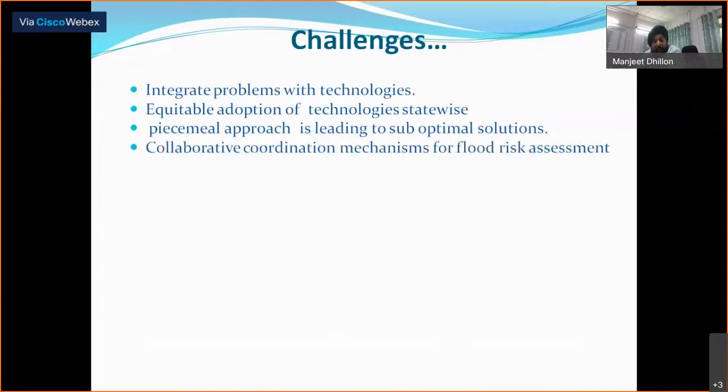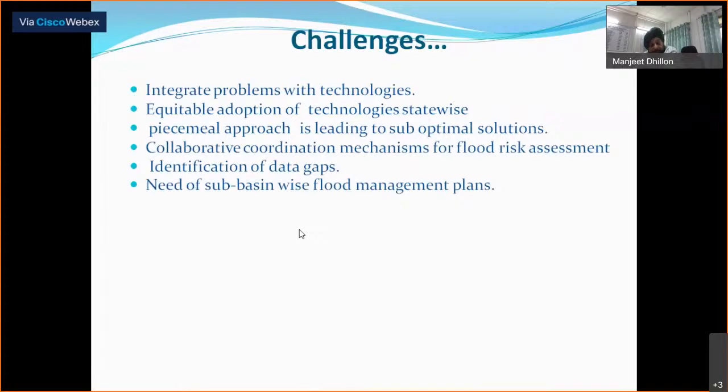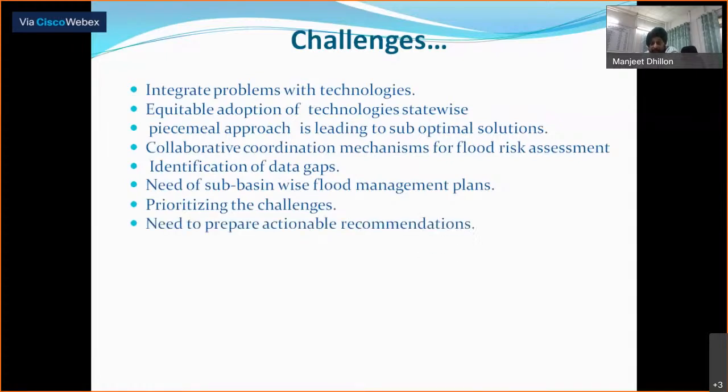And this is the biggest challenge: the collaboration mode should be there for flood risk assessment, because unless the states come to the front and are taken on board, our efforts will not be fruitful. And identification of data gaps is needed. Sub-basin wise flood management plans are needed, because that is the unit of flood management. And we need to prioritize the challenges.